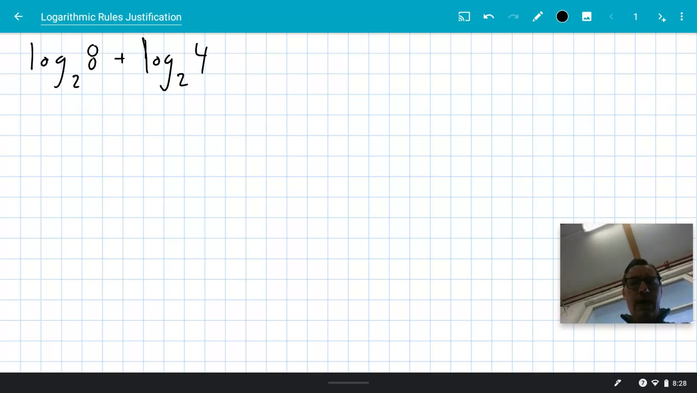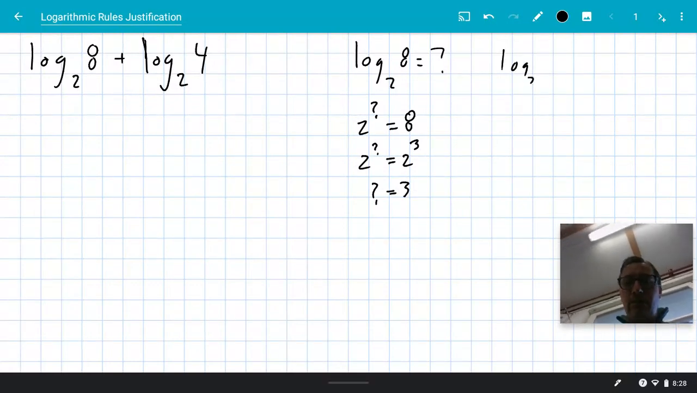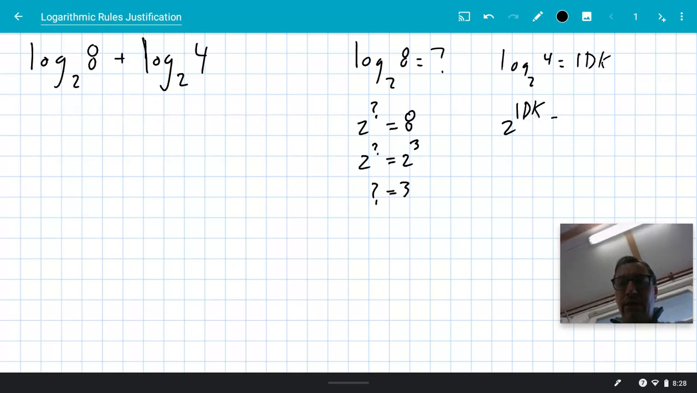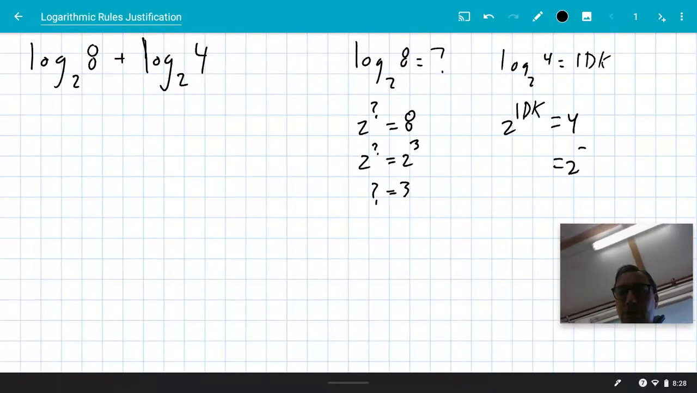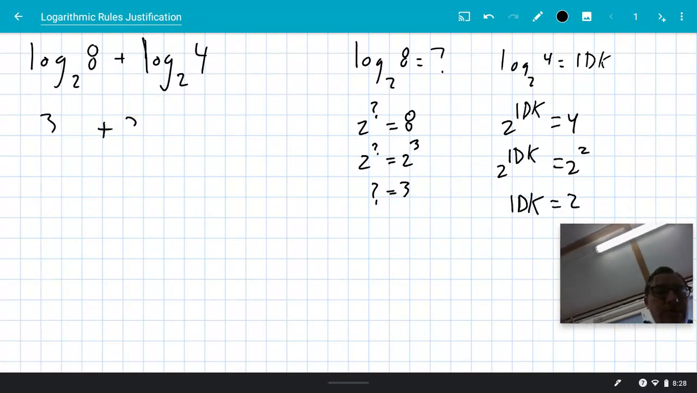Okay, I hope you tried to do that. Remember that log base 2 of 8 is question mark, right? That means 2 to the question mark equals 8. And so 8 is 2 cubed, so the question mark is 3. In the same way, log base 2 of 4 equals, I don't know, so 2 to the I-don't-know equals 4. But wait, 4 is 2 squared, so that equals 2. All right, so this is 3 plus 2, which is 5.